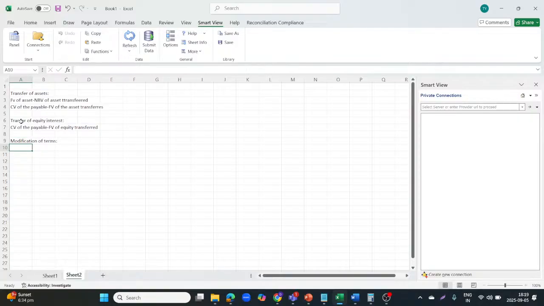Modification of terms means it will tell you the effects of the restructuring. They are accounted for prospectively. Example, lower interest rate, longer period to pay back the loan. That's a modification of terms. So this is your debt restructuring. You are restructuring the debt.